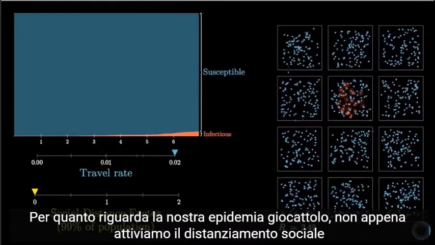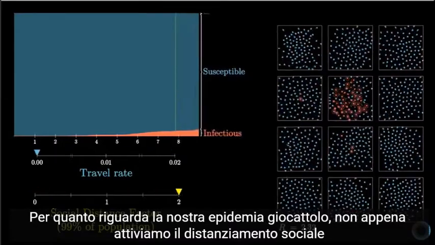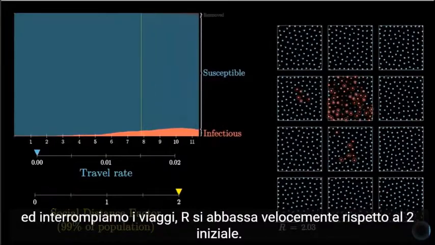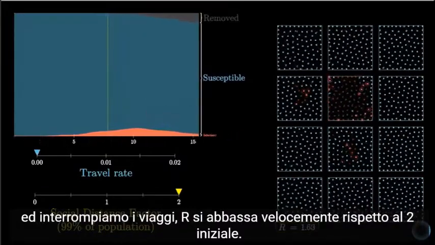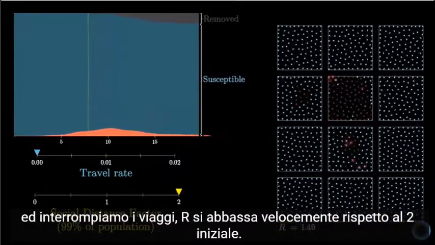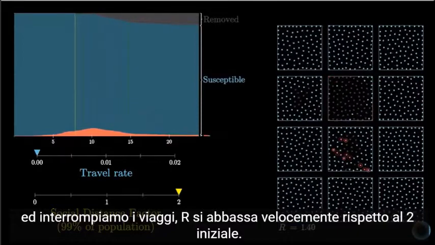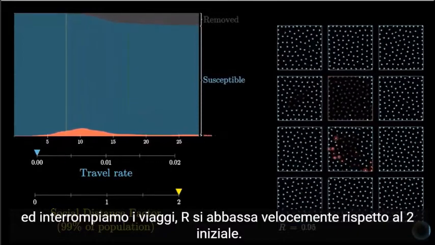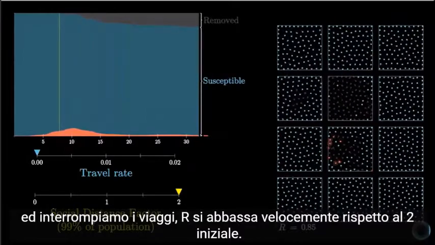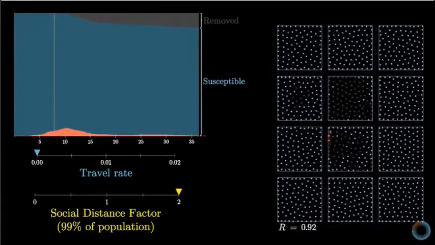In the travel case, as soon as we turn on social distancing and shut down travel, you can see R quickly drop down from 2. There's a little bit of a lag between the change we make to the model and the value of this number, since it's calculated based on current infectious cases, which might have existed prior to the method being put in place.